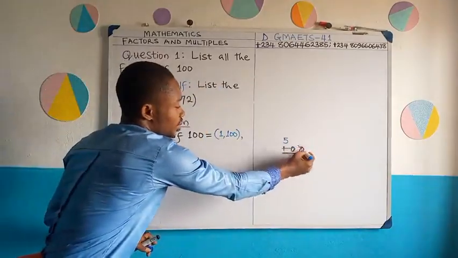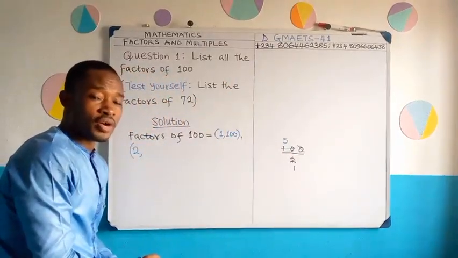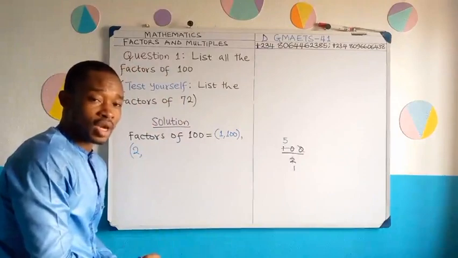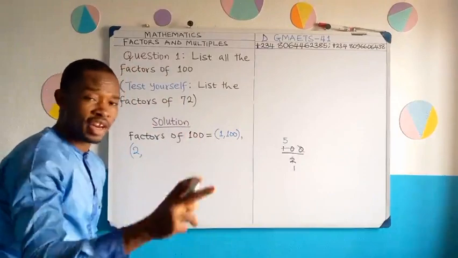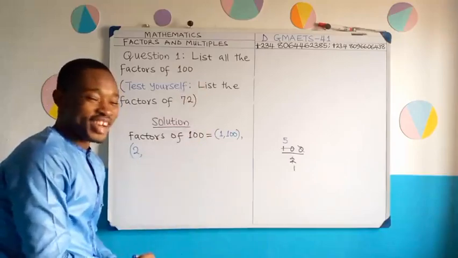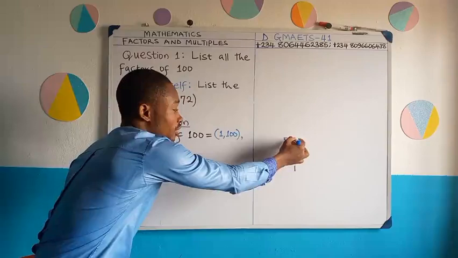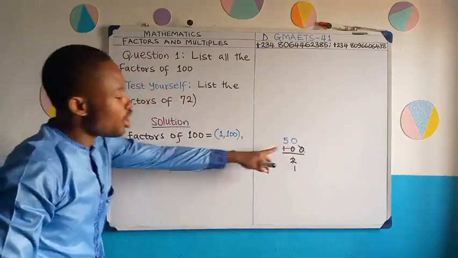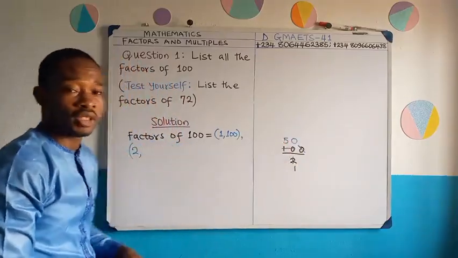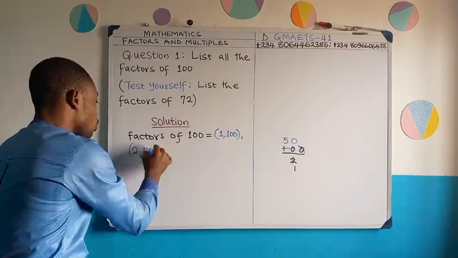2 divides 0. That is 0 over 2. 0 over 2 will give you 0. Are you following? 0 divided by any number is 0. But please, not 0 divided by 0. 0 divided by 0 does not have an answer. Okay, so just focus on this. 0 divided by 2, because we are dividing by 2, would give us 0. So do you see that 100 divided by 2, the answer is what? 50. So I will come over to this and say that 2 and 50 are factors of 100.